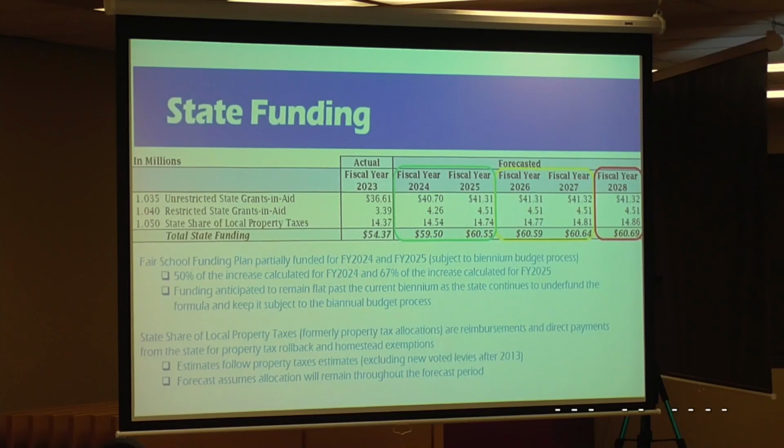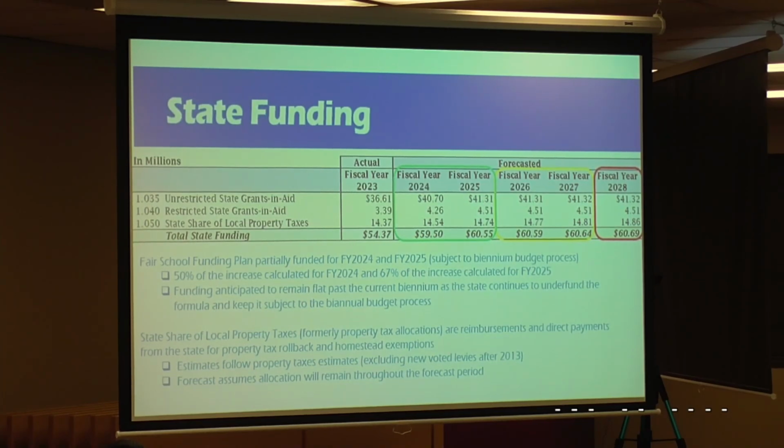The state share of local property taxes, I swear you can't make this up, was formerly referred to as property tax allocation. These are reimbursements from the state of Ohio for property tax rollback and homestead exemptions. The legislature changed the name during the biennium budget process with House Bill 33 because they wanted to make sure that everyone understood that the state is paying for this share of property taxes. This forecast does assume that this reimbursement will remain throughout the forecast period as it stands today.